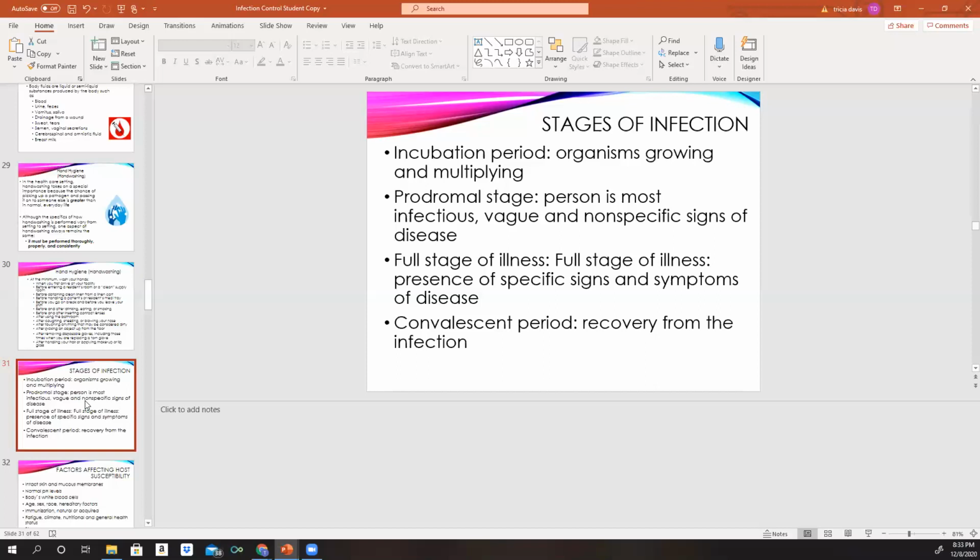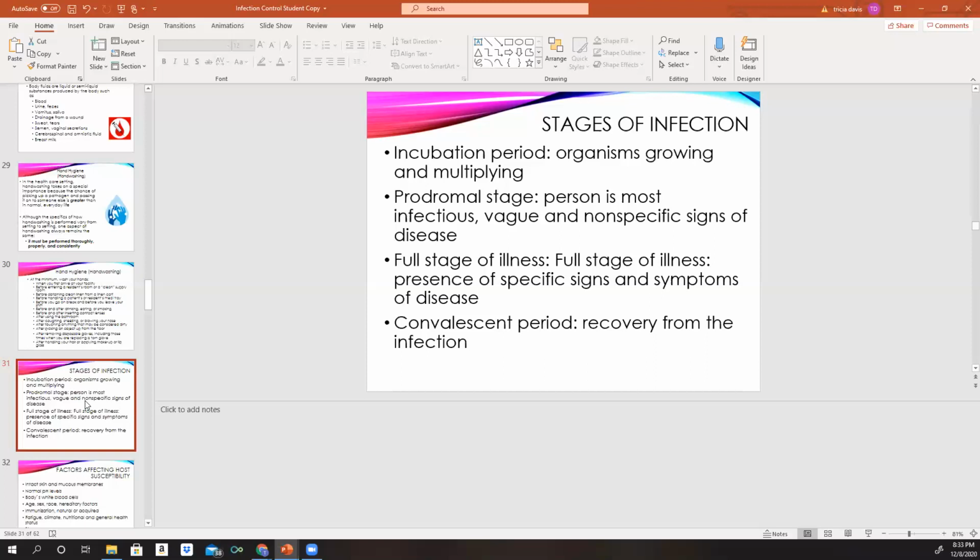Then you have the prodromal stage, which is the period where a person is most infectious. Early signs and symptoms of disease are present, but they're often vague and nonspecific. They range from fatigue and malaise to just a low-grade fever. This period typically lasts hours to several days, and during this phase, the patient is often unaware of even being contagious. As a result, the infection continues to spread to other hosts.